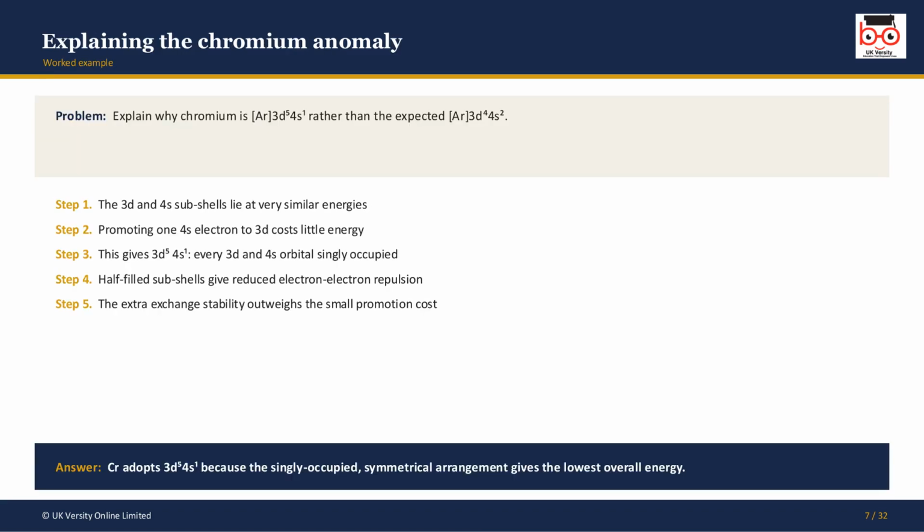Let's explain the chromium case properly. The 3d and 4s subshells lie at very similar energies, so promoting one 4s electron up into 3d costs very little. Doing so gives 3d5, 4s1, with every one of those orbitals singly occupied. That symmetrical half-filled arrangement reduces the repulsion between electrons and gives what's called extra exchange stability. Since that stability outweighs the tiny promotion cost, chromium adopts 3d5, 4s1 because it has the lowest overall energy.